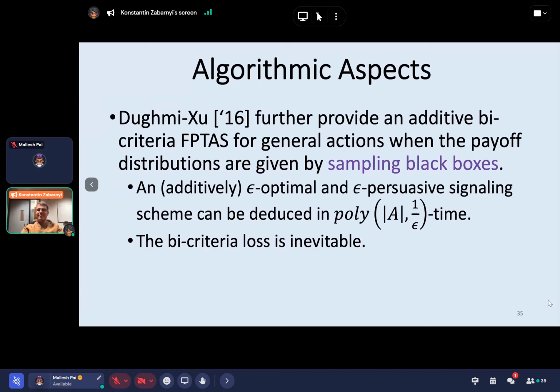They also consider general actions with payoff distributions given by sampling black boxes. They derive an additive bicriteria approximation scheme, which runs in time polynomial in 1 over epsilon and the number of actions, which is epsilon far from being optimal and epsilon far from being persuasive, and they prove that the bicriteria loss is inevitable.